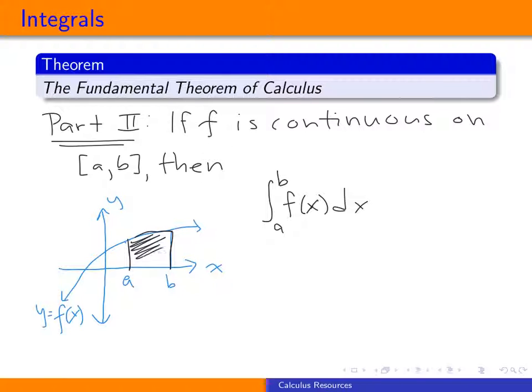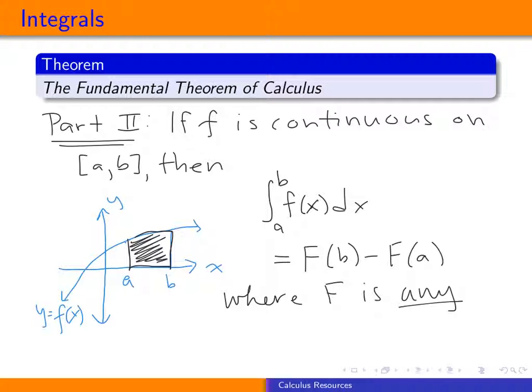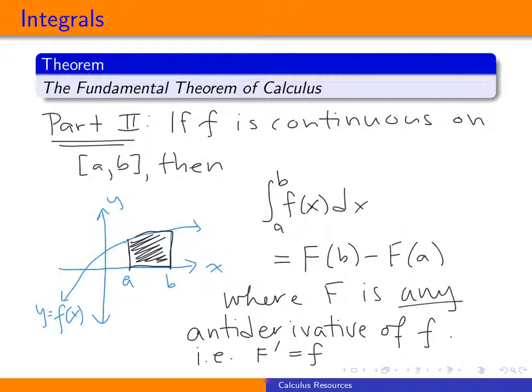And because of this amazing relationship that we have between the area function and the derivative, it turns out that this calculation is exactly capital F of b minus capital F of a, where capital F is any antiderivative of little f. That is, if I take the derivative of capital F, I get little f.